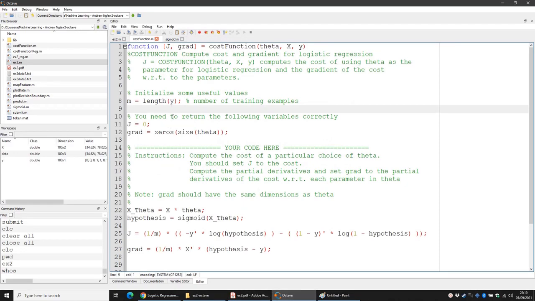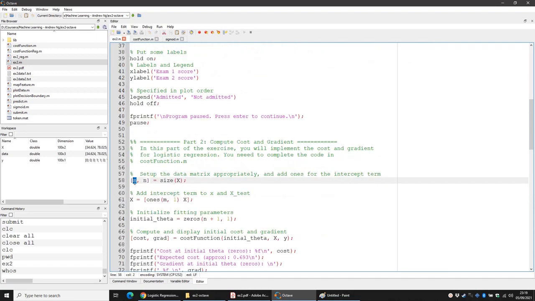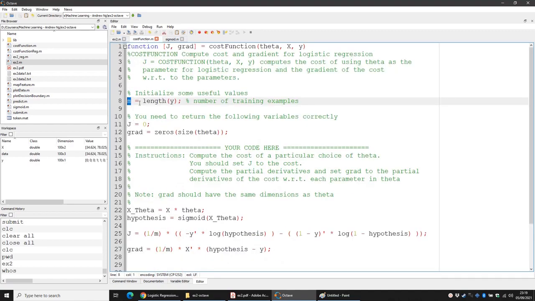You could use length of y, and if you notice here, you also have m as the size of x. This is a different function, so your m here is going to be different. For convenience's sake, we just called m equal to length of y. We could have used m here as well, but I think it's better if you use m inside the function.